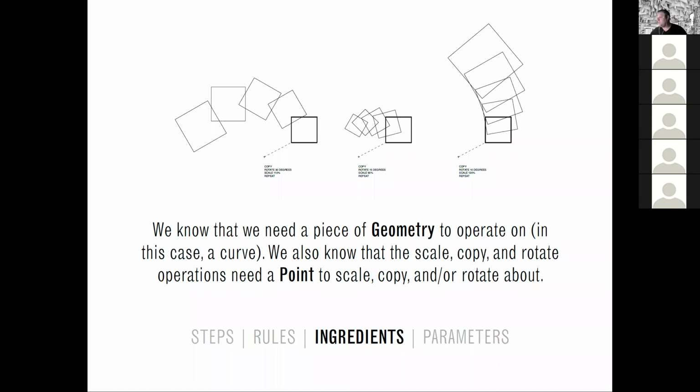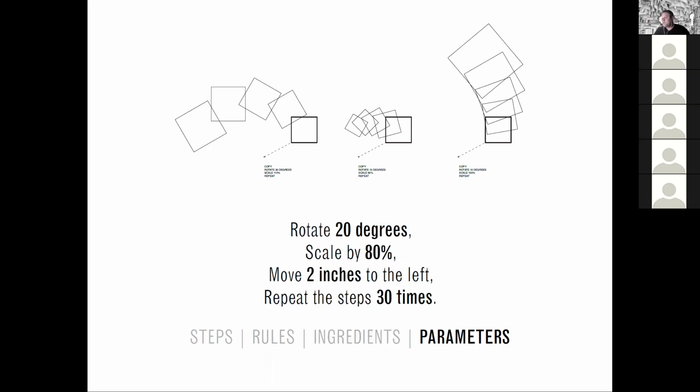We also know that we need to scale, copy, and rotate. We need a point to scale or copy or rotate about, right? So that center of rotation, or that center of scaling, or that center of moving, or whatever it is, okay? And then the parameters, right? These are usually numbers that we can change. They can become variable, right?